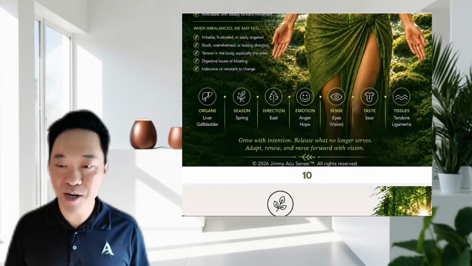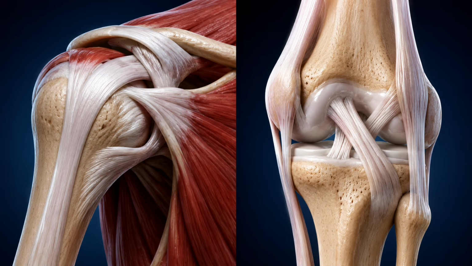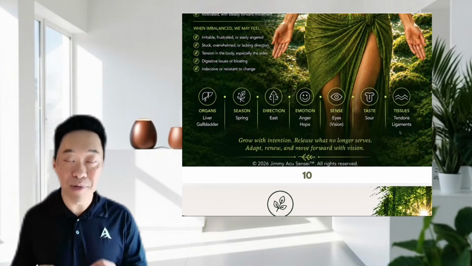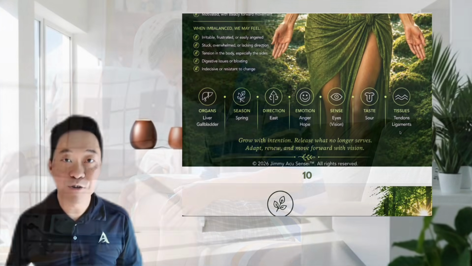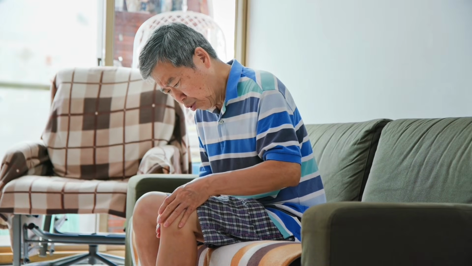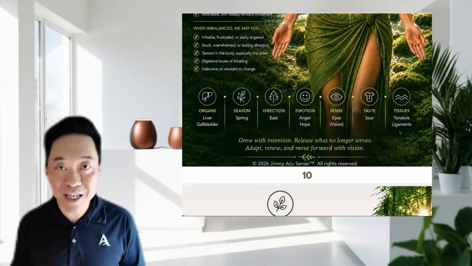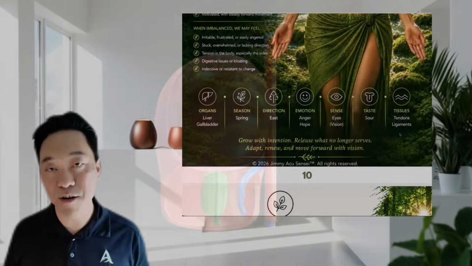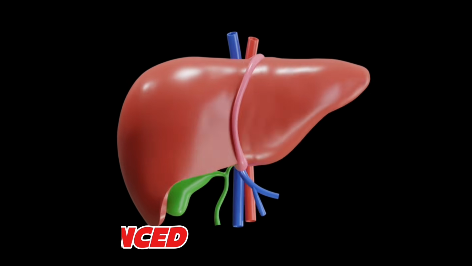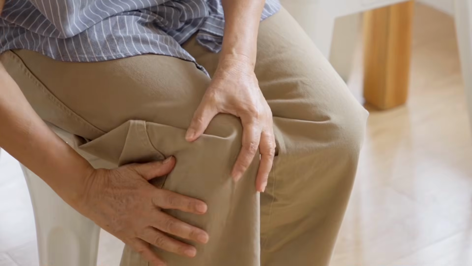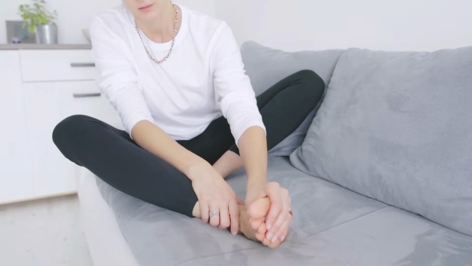The liver and your gallbladder also control your tendons and ligaments. So tendinitis anywhere in your body, any type of tendon problem, meniscus problem, right? Maybe in your knee, you have the ACL tear, PCL or MCL, right? Cruciate ligament, they are all controlled by your liver. So if your liver is not balanced, you are going to have tendon problems. You're going to get tendinitis and ligament problems very easily.